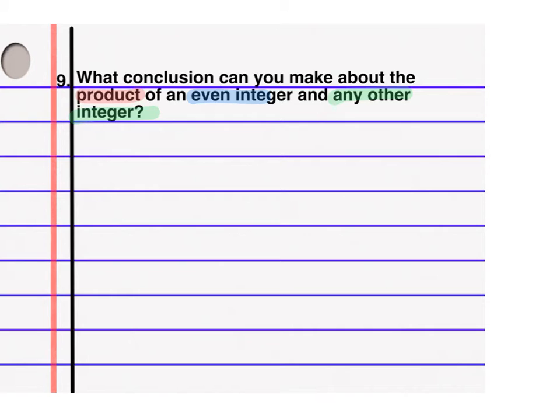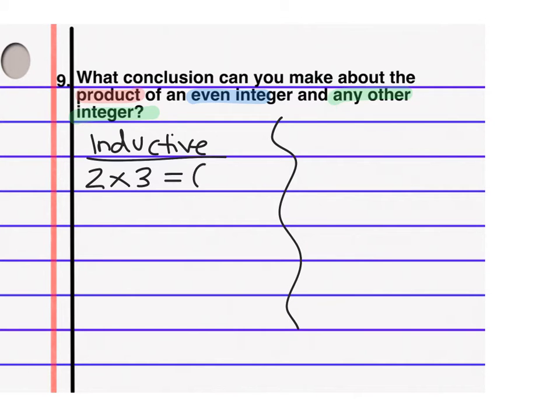Okay, so we're going to do inductive and deductive here. Let's start with inductive. Inductive is when we try specific cases. So let's try an even integer and an odd. Why not? An even times an odd is even. Let's try an even times an even. Still even. Okay? So my conclusion might be it is always even.